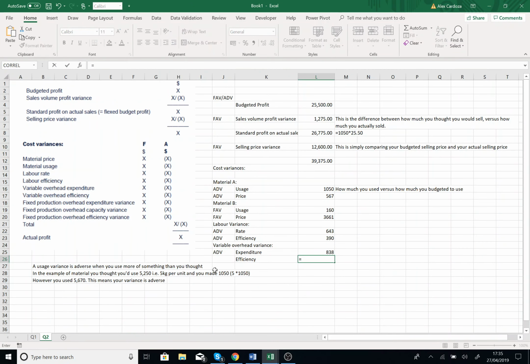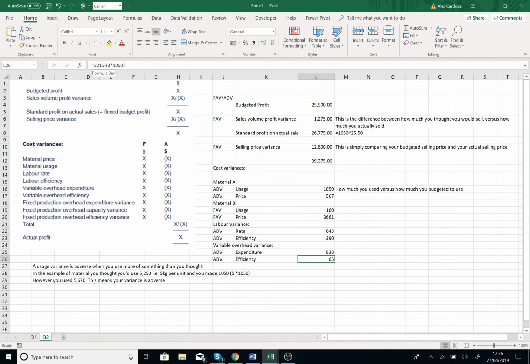So you would do the 3,215 because we know that this is adverse. We've got 3,215 minus 3 times 1,050, exactly the same, 65. Yep, that will give us 65.